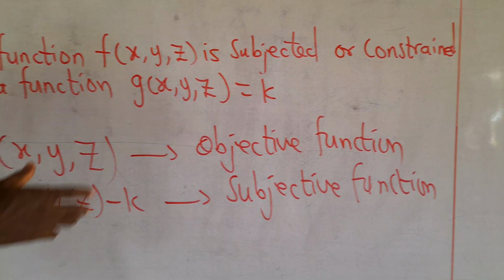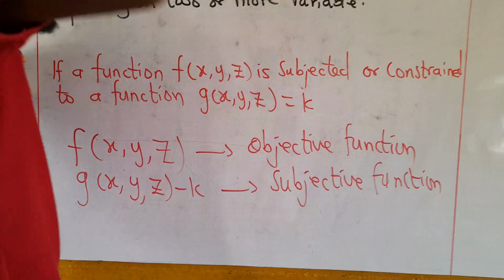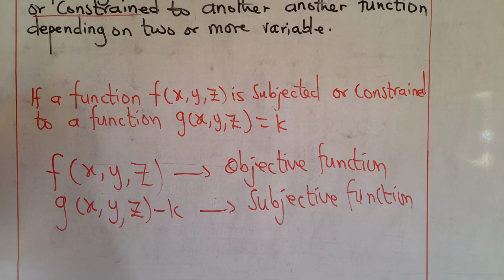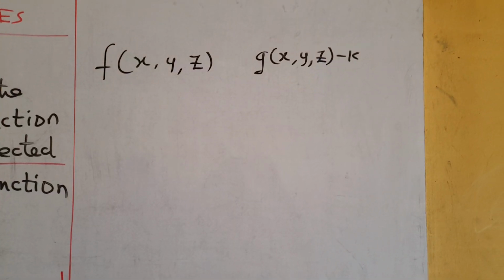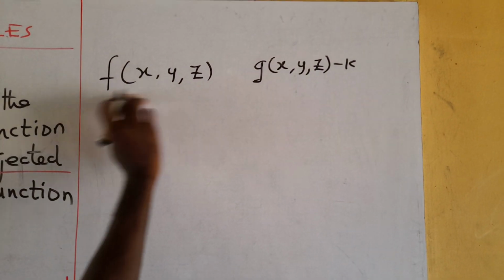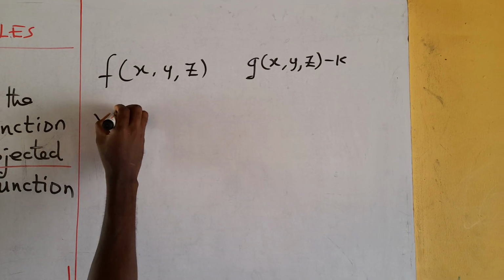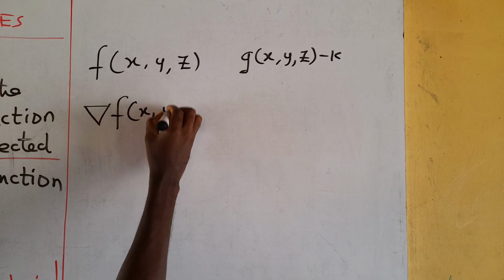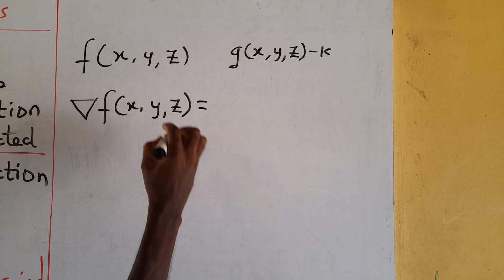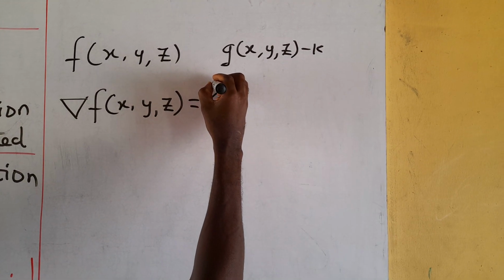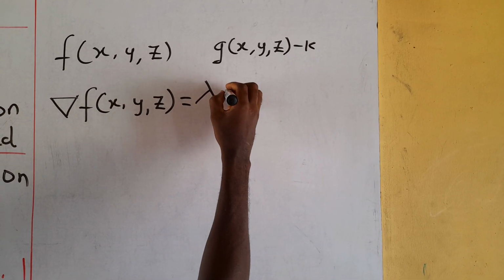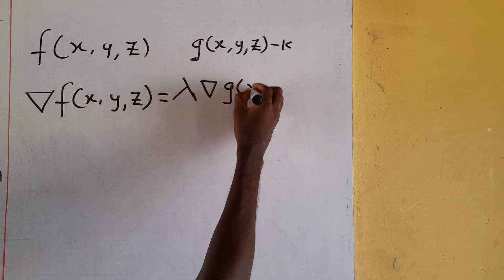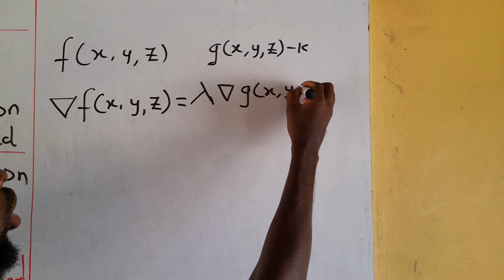So if a problem is given, you are able to locate your objective function and locate the subjective function, that's the constraint. Then what does Lagrange multiplier say thereafter? Lagrange multiplier then says that you find the gradient of this function. Remember, the differential operator times the function is the gradient, and it will be equal to lambda times the gradient, the differential operator times the objective function.